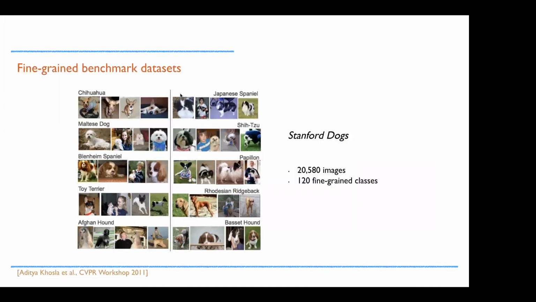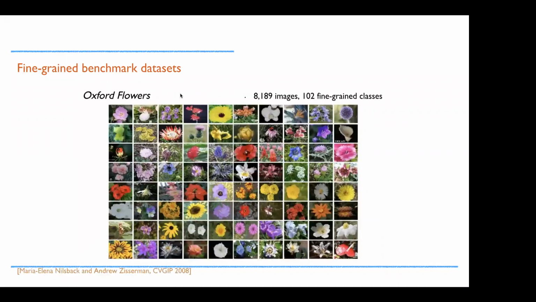Stanford dogs is another popular one going back to 2011. So this one is not species discrimination. It's all the same species, but it's just different breeds. Another example that's even older, so this is part of the prehistory of fine-grained visual analysis, is the Oxford flowers data set. So here we have around 100 classes.